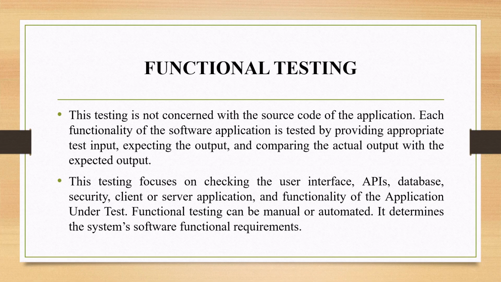This testing is not concerned with the source code of the application. Each functionality of the software application is tested by providing the appropriate test input, expecting the output and comparing the actual output with the expected output. This testing focuses on checking the user interface, APIs, database, security, client or server application, and functionality of the application under test. Functional testing can be manual or automated. It determines the system's software functional requirements.